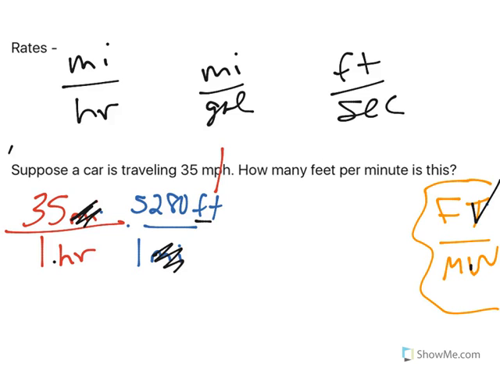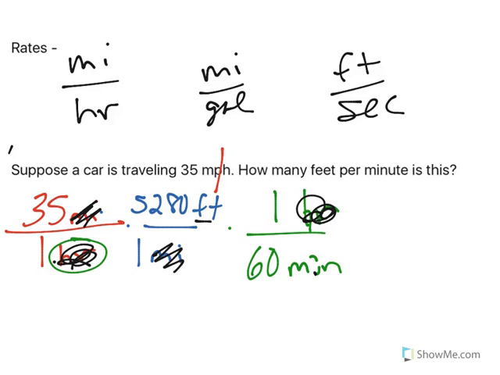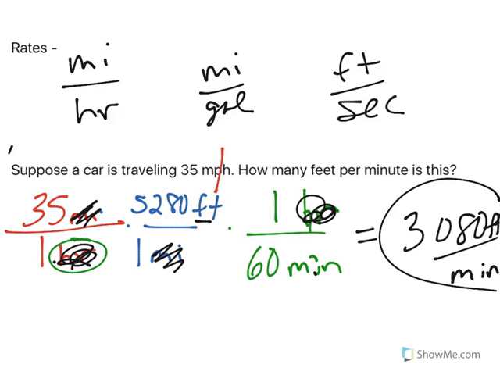I want minutes. So to get rid of the hour, I got to put it in the opposite spot. So hour goes on the top. 1 hour is 60 minutes. So now that I have that, hour cancels out with hours, and in the denominator I have minutes. That's what I want. So now that I have both of these, my labels are good. I can now just do the math. So numbers in the top I multiply, divide by the number in the bottom, and I have the answer of 3,080 feet per minute.